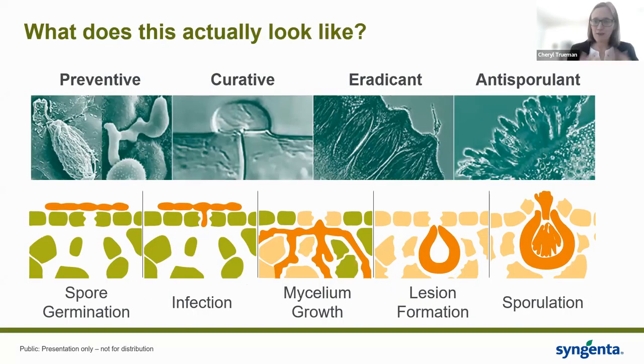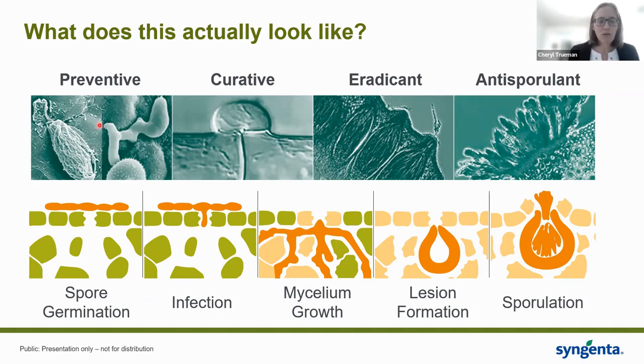So throw up this visual where we have this preventative, curative, eradicant, anti-sporulant across the top. And then down here, we have the processes of infection within the plant to symptom development. The green parts are a healthy plant cell, and the orange is the pathogen. Initially it's on the leaf surface, then it's infecting, getting inside the plant and growing inside the plant. Then the lesion is forming and then it's producing spores.